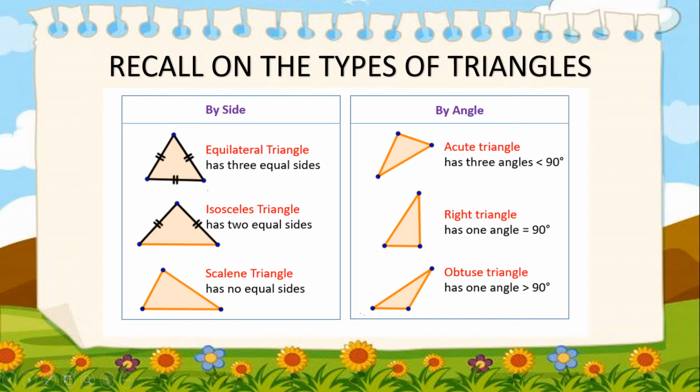So the types of triangles according to sides are equilateral triangle, which has 3 equal sides, isosceles triangle, which has 2 equal sides, and scalene triangle, which has no equal sides. Now, the types of triangles according to angles are acute triangle, which has 3 angles that are less than 90 degrees, right triangle, which has 1 angle which is equal to 90 degrees, and obtuse triangle, which has 1 angle which is greater than 90 degrees.